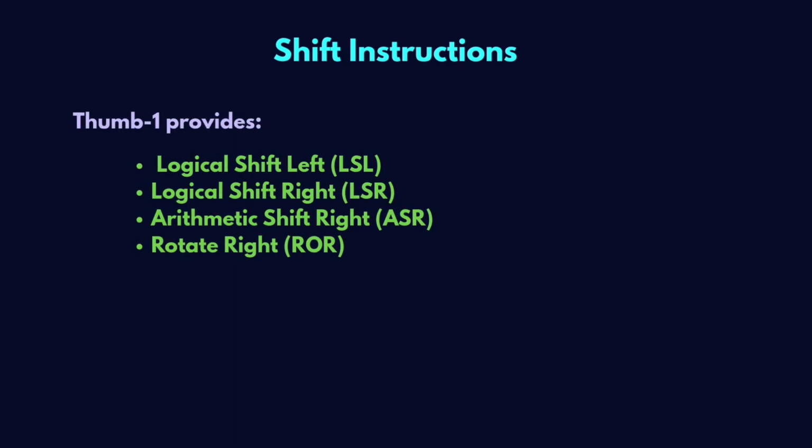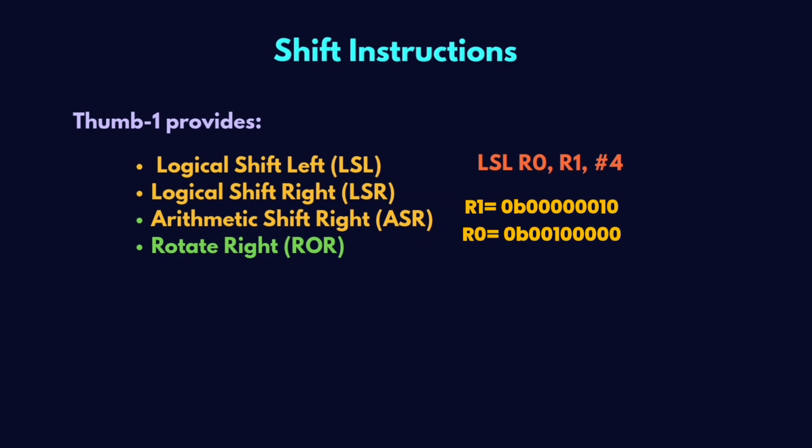Shift instructions. Thumb-1 treats shifts as dedicated instructions. Thumb-1 provides logical shift left, logical shift right, arithmetic shift right, and rotate right instructions. For immediate shifts, LSL, LSR, and ASR allow a separate destination register. For example, LSL R0, R1, #4. This shifts the content of R1 left by 4-bit positions and stores the result in R0.